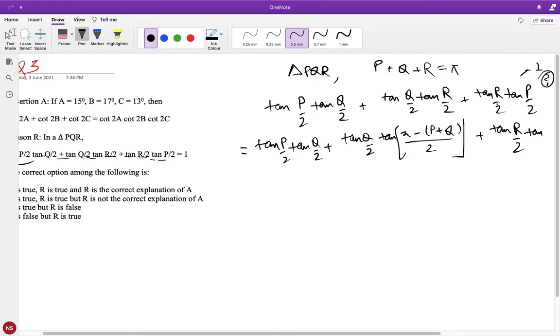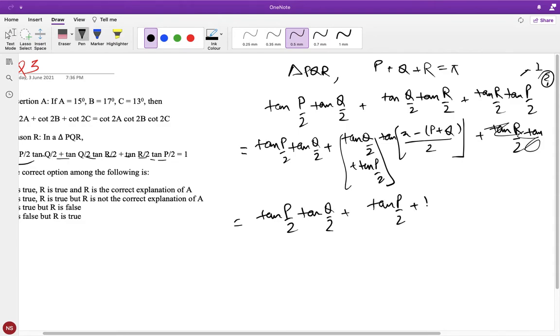I will have to do that over here as well. So if I take R by 2 common, I will be left with tangent Q by 2 plus tangent P by 2 into this. So which is equal to tan P by 2 tan Q by 2 plus tan P by 2 plus tan Q by 2. Tan of pi by 2 minus (P plus Q) by 2 is what? Cot of (P plus Q) by 2.